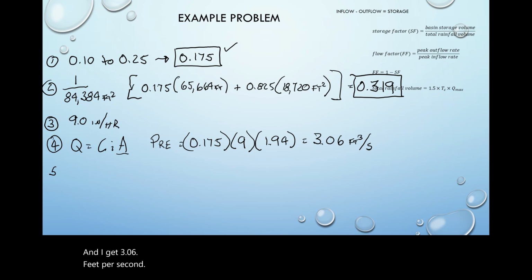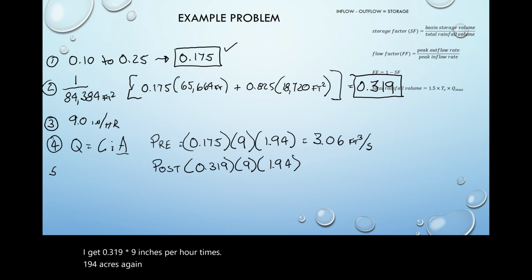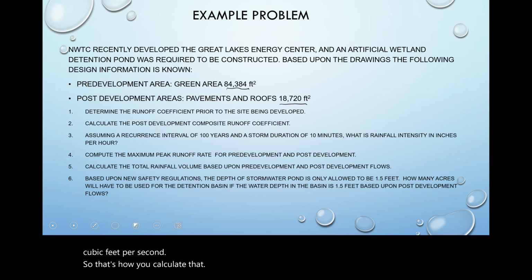Okay. And then post, I get 0.319 times 9 inches per hour times 1.94 acres again. Remember, make sure the units are right. And I get 5.57 cubic feet per second. Okay, so that's how you calculate that. All right, so that was 4. Compute the maximum peak runoff for pre-development and post-development.